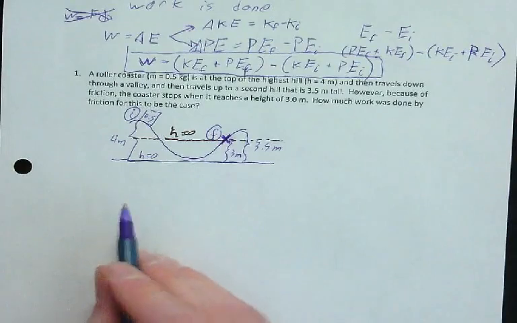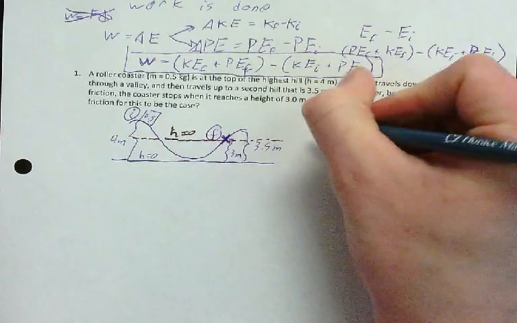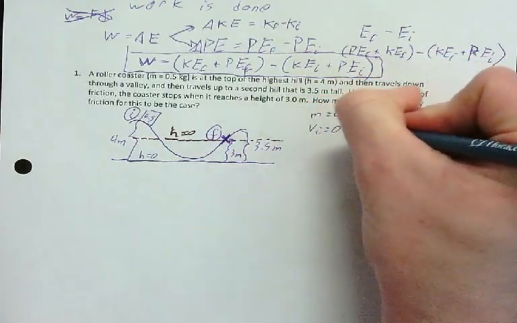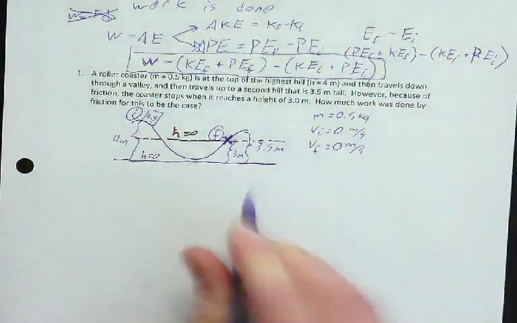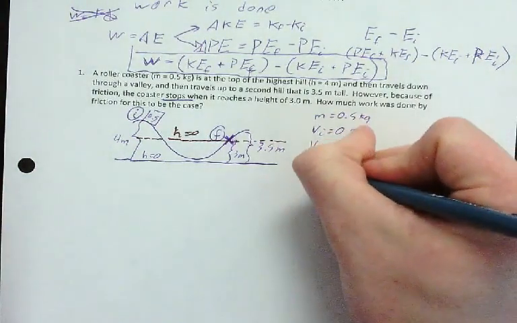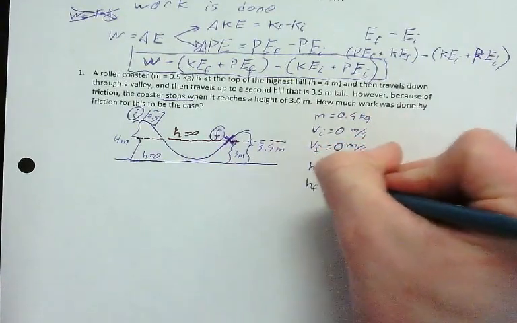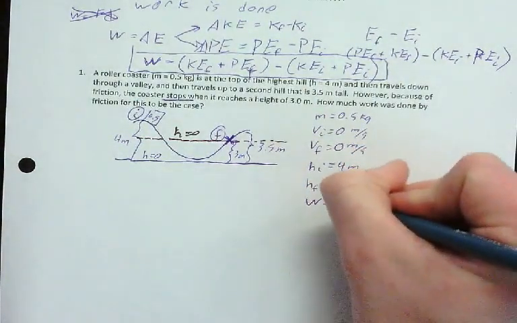So, knowns and unknowns. Mass is 0.5. Initial velocity is 0 because it starts from rest. Final velocity is also 0 because it stops at, or sorry, at 3 meters. We've got an initial height of 4 meters, a final height of 3 meters, and then lastly we have one new thing, and that's work, which we don't know.